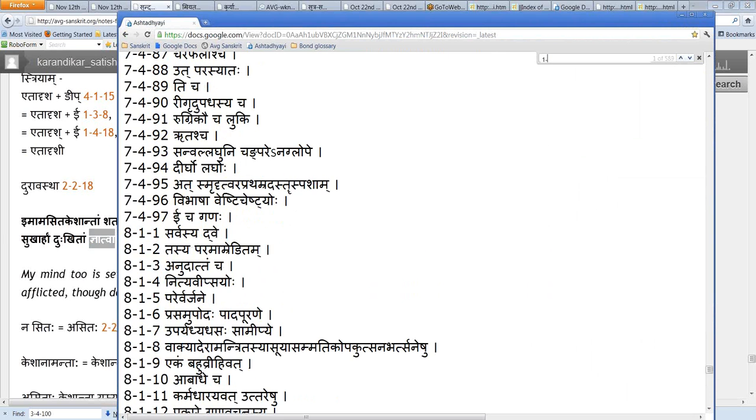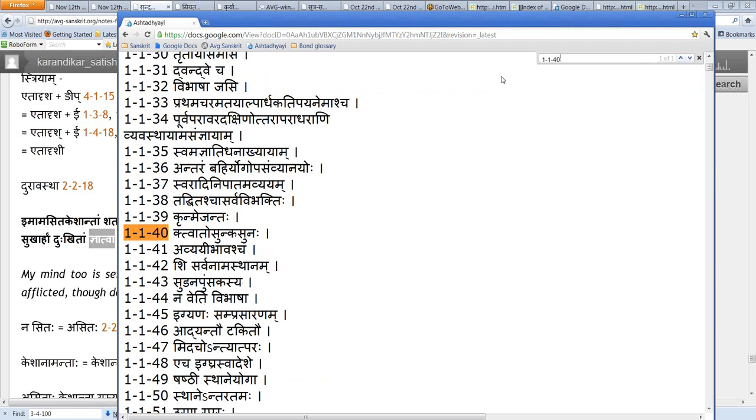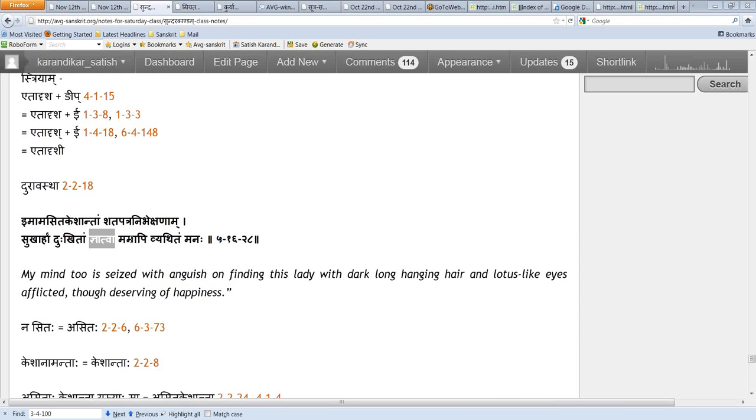In 1.1, there are only five rules in the Ashtadhyayi which give the sanjna of avyayam: svaradi nipatam avyayam, taddhitashcha sarvavibhakti, krunmejantaha, ktvato sunkasunaha, avyayibhavashcha. So ktvanta, a word ending in ktva, is avyayam. Mama is shashthi ekavachanam, from asmat pratipadikam. Api is an avyayam. Vyathitam is napumsakalinge prathama ekavachanam, very good. And manaha is the same.